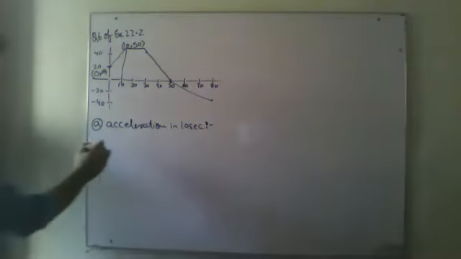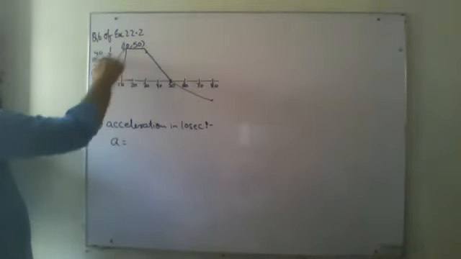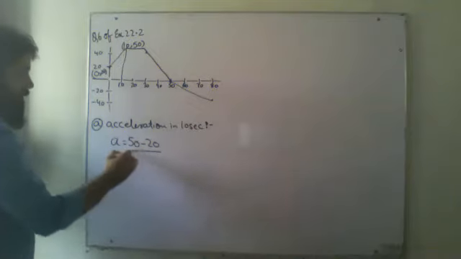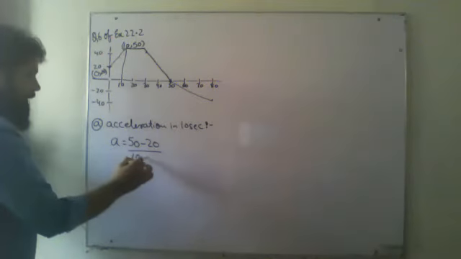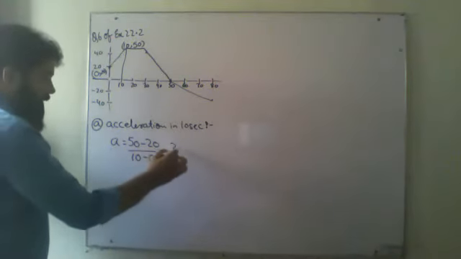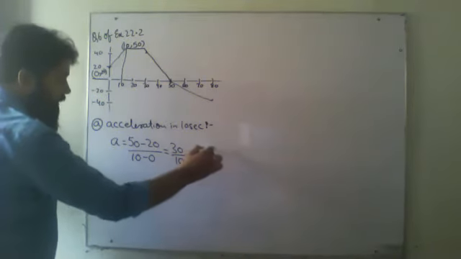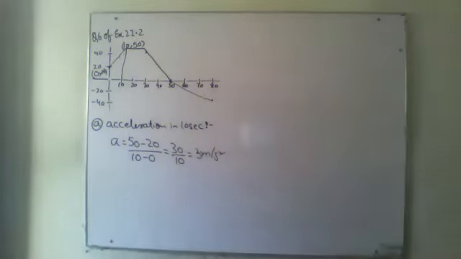So acceleration will be the gradient of this line, which means 50 minus 20 over 10 minus 0, that will be 30 over 10. So 3 meter per second squared will be your final answer.